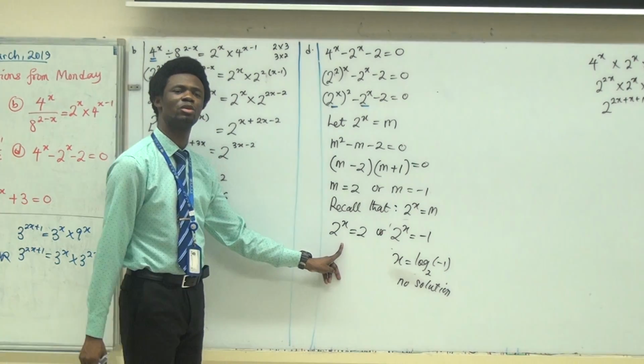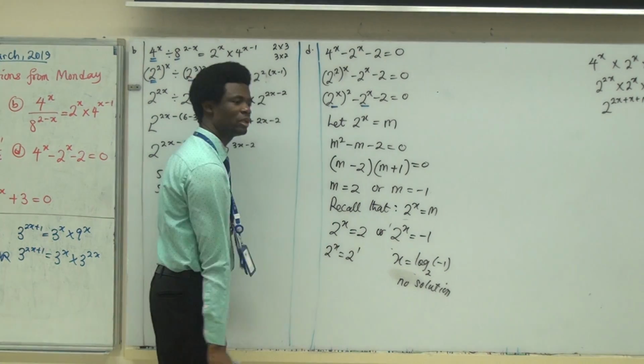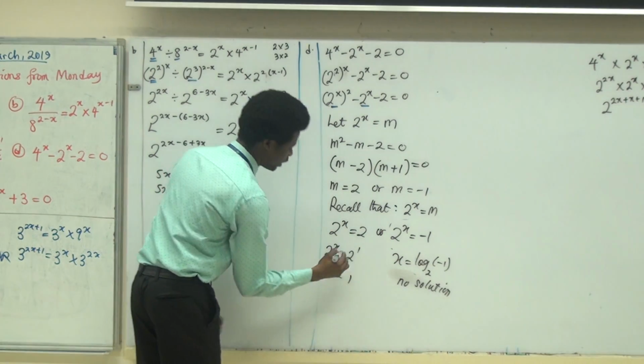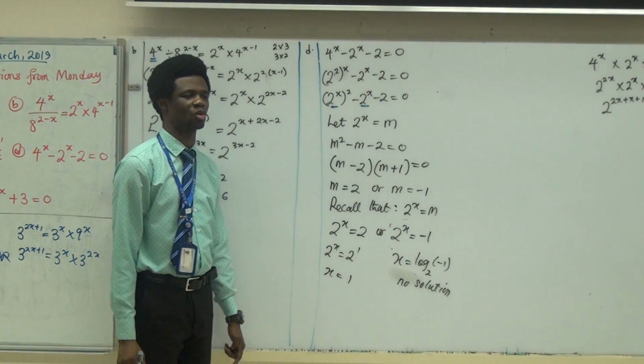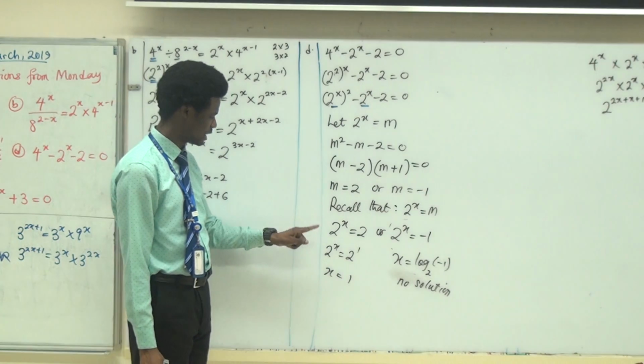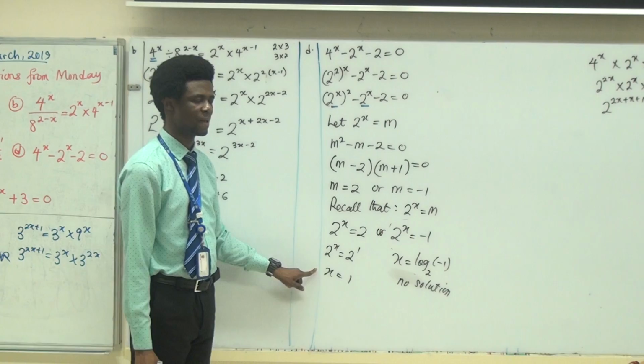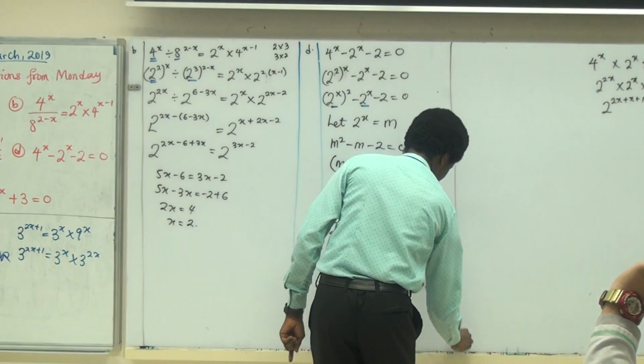But for this, is there a solution here? Yes. There's 2 to the power x, 2 to the power 1, then x is 1. I would not expect you to jump from here and write x is equal to 1, because we have done solving equations. I will never jump from 1 to 3. Does it make sense?